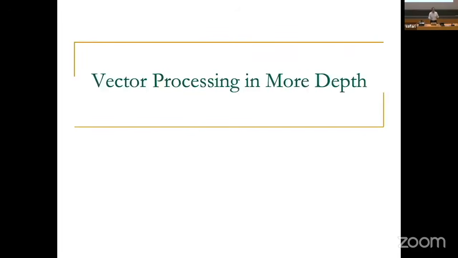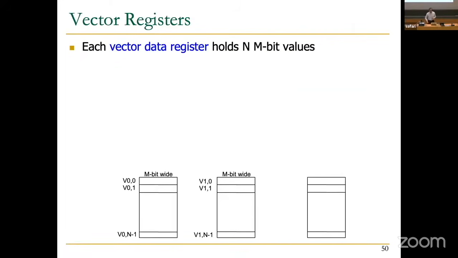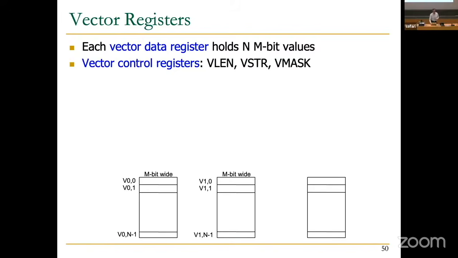Okay, so let's go into vector processing in more depth, unless there are questions. We're going to talk about vector data registers a little bit more. Each vector data register holds n-bit values. You can see that you have vector register 0, vector register 1. You can have a vector register set, essentially a vector register file, as we have seen. And then we have vector control registers: vector length and vector stride. We already talked about this.